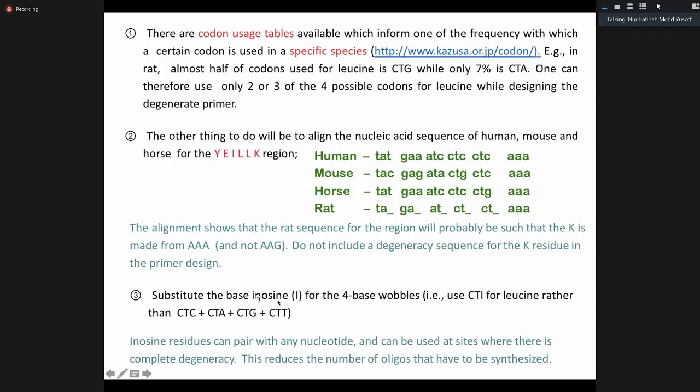Substitute the inosine for the 4-base wobble. So this is to use CTI for leucine rather than CTC, CTA, CTG, CTT. So leucine basically refers to the 4 bases. Okay. All right. This is to reduce the number of oligos that have to be synthesized.